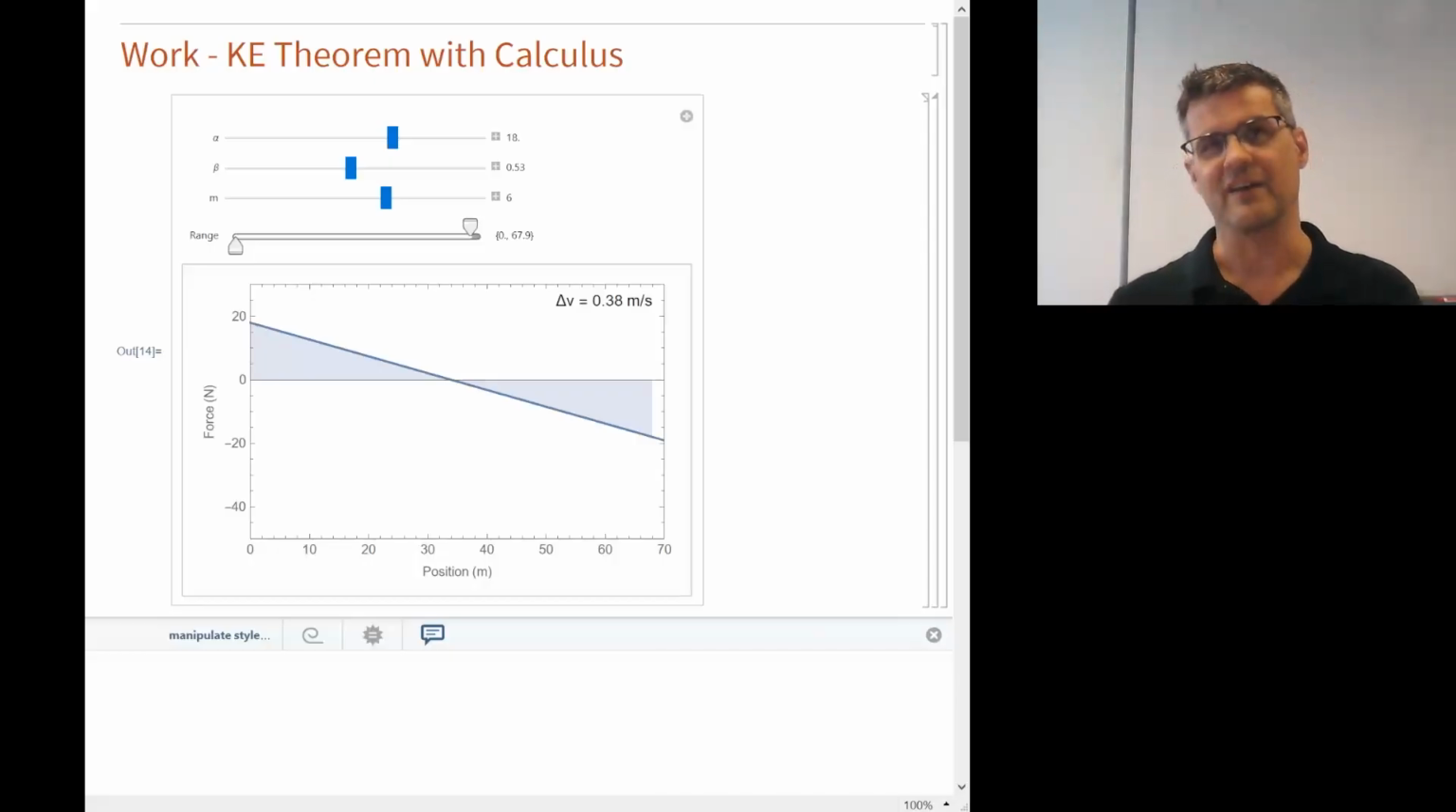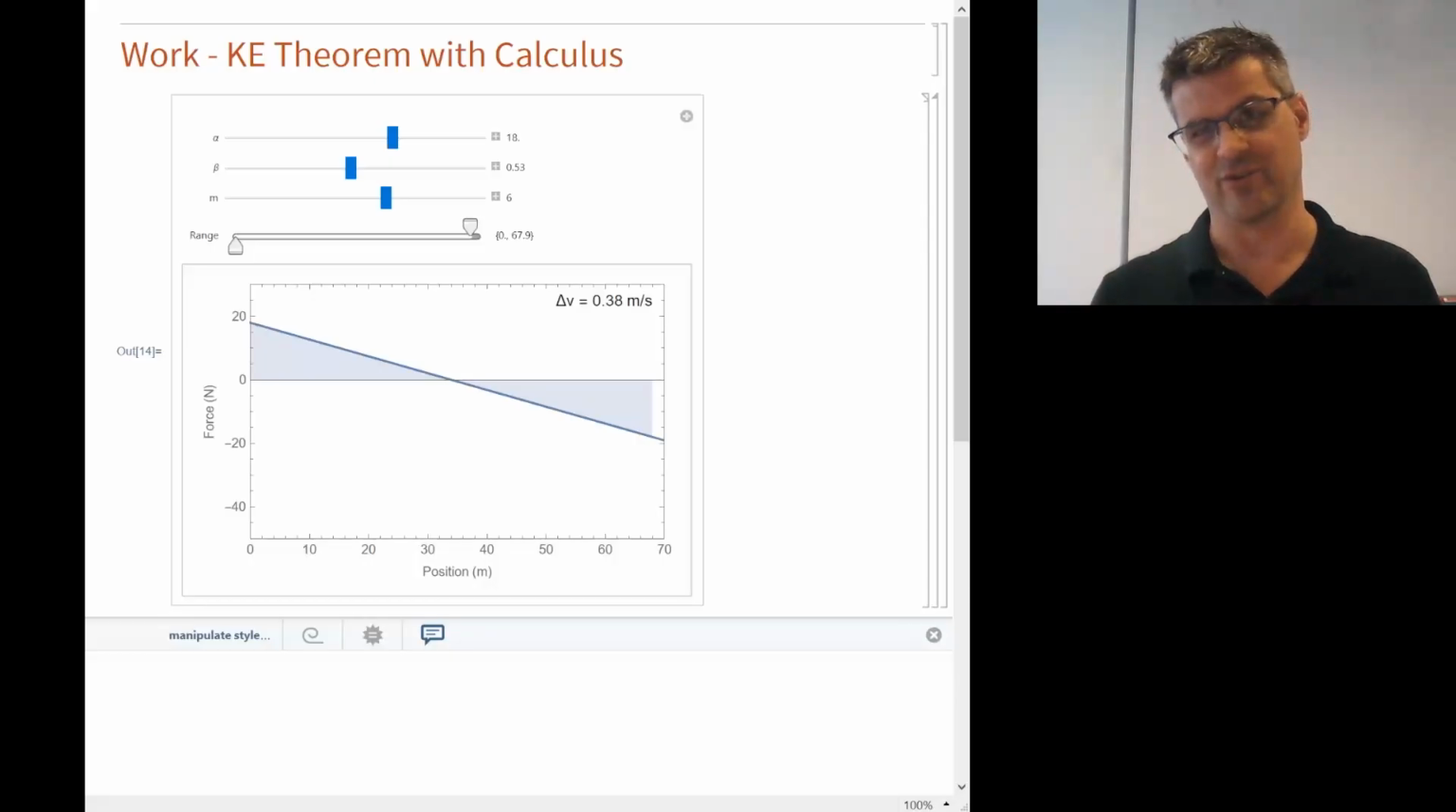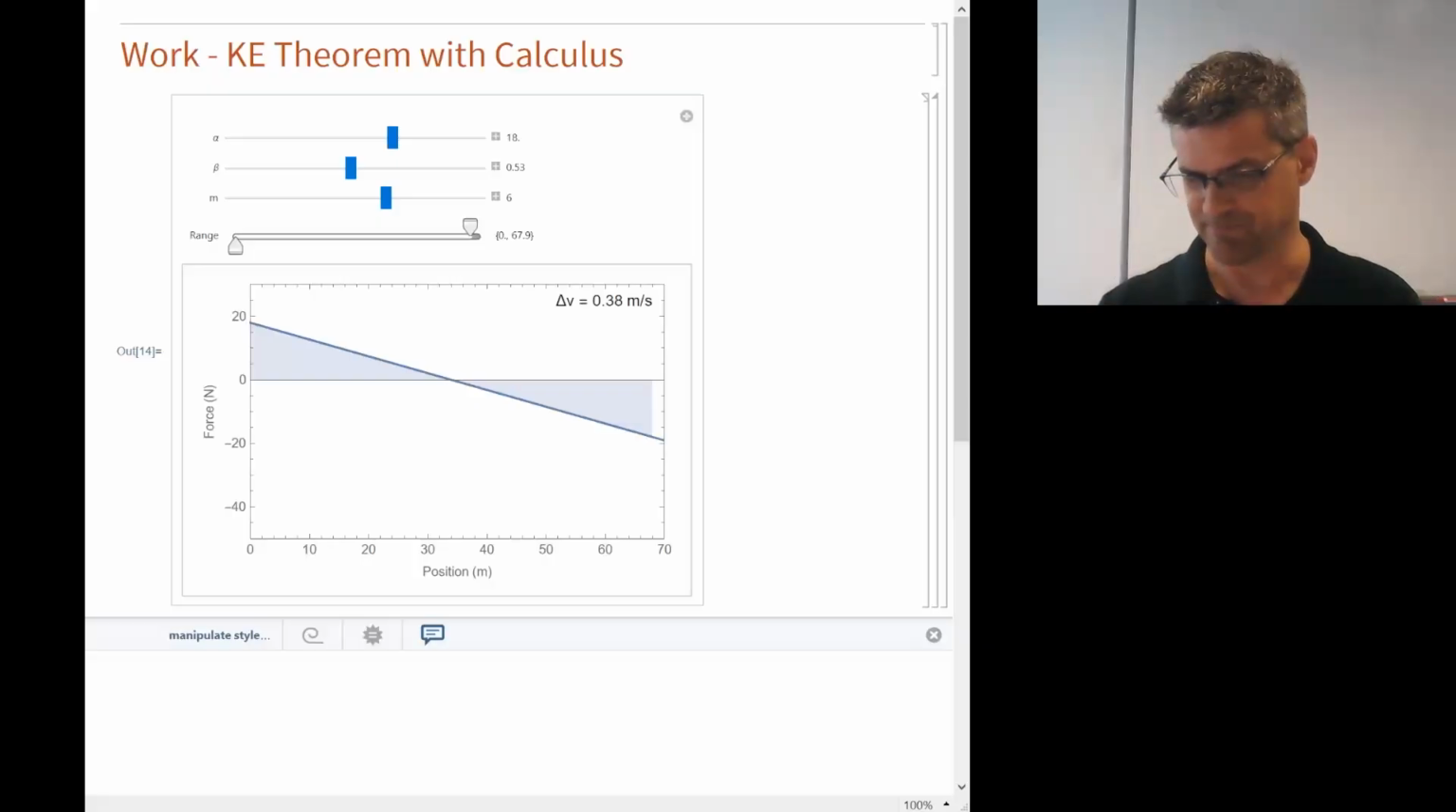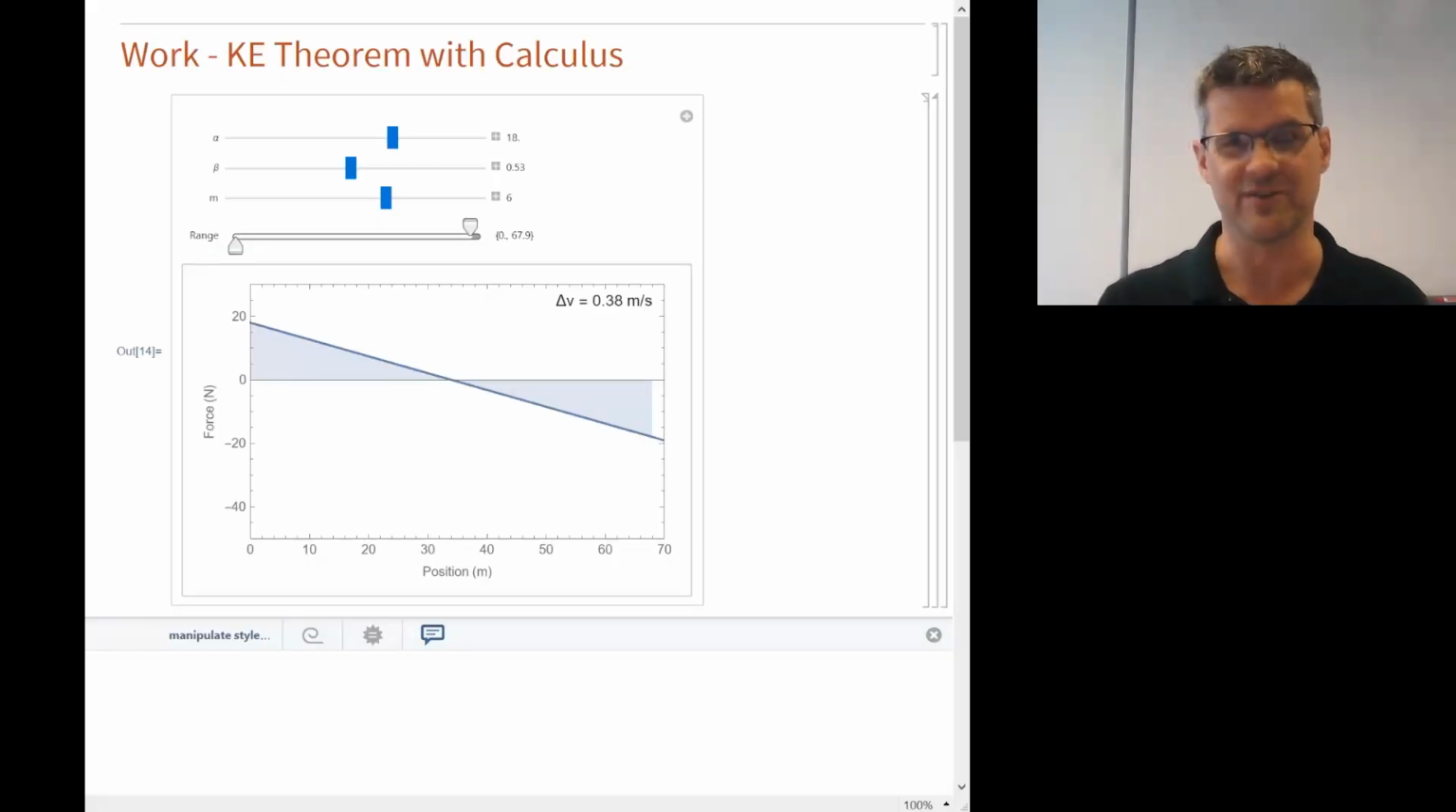So we know that net force could lead to changes in kinetic energy. But there's lots of times that I could come up with scenarios where I'm certainly doing some work, but it's not changing the kinetic energy of the system.